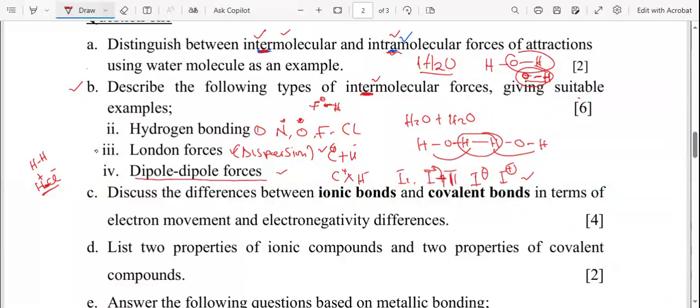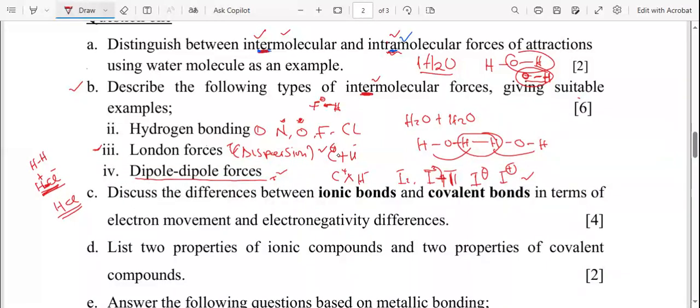Then random forces are the result of what? Temporary dipoles. So this one is permanent dipole, and this one is just temporary dipole. I'll repeat. Dipole forces are forces caused by attraction between permanent dipoles in polar molecules like hydrochloric acid. These are permanent polar molecules.